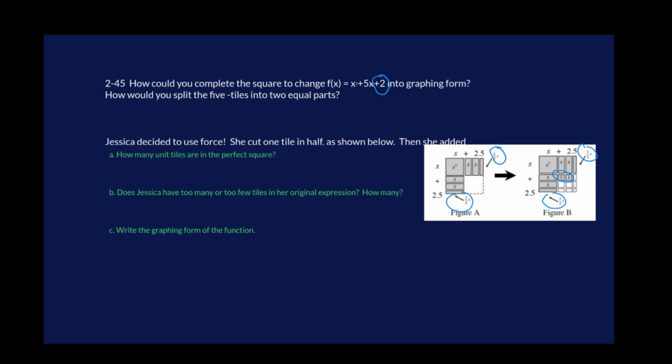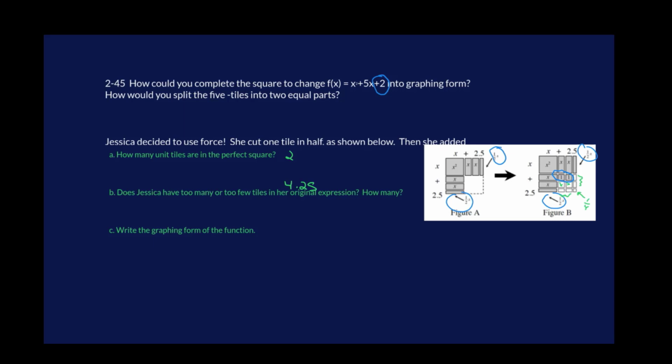She has too few. And if you go through and you count these, let me get green for this one. You have 1 with these 2, 1 with these 2, and then this one and this one. So that's 4. And then you have a quarter. So that's going to be 4.25. Okay. She had 2, like we answered for part A.